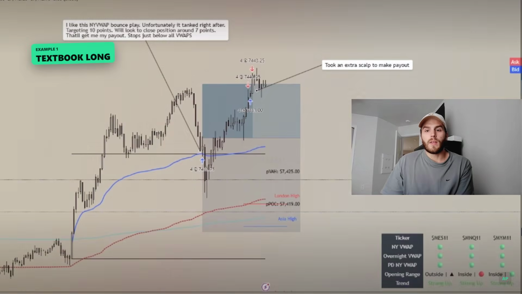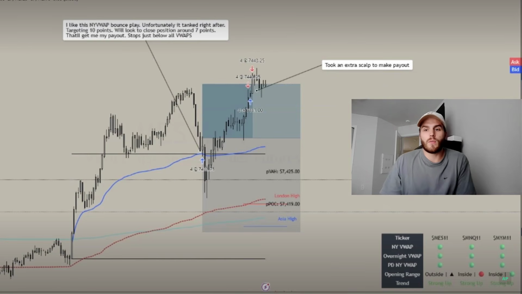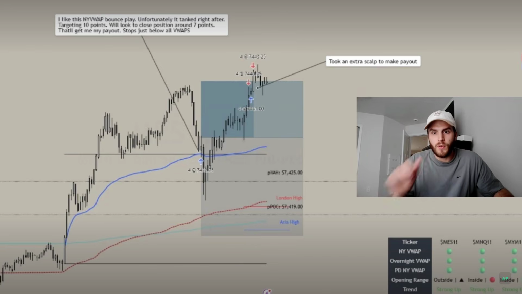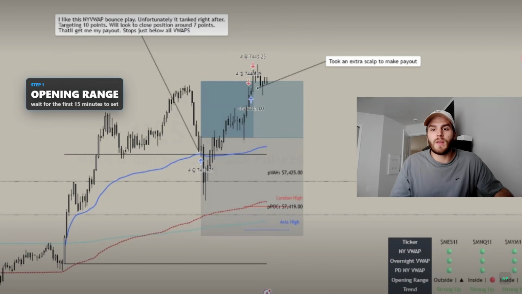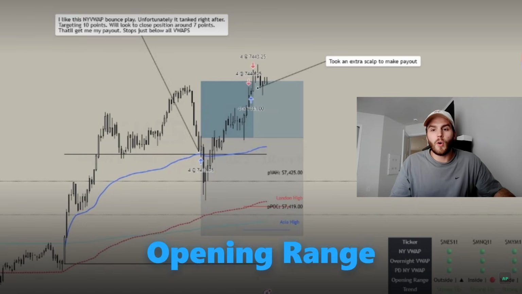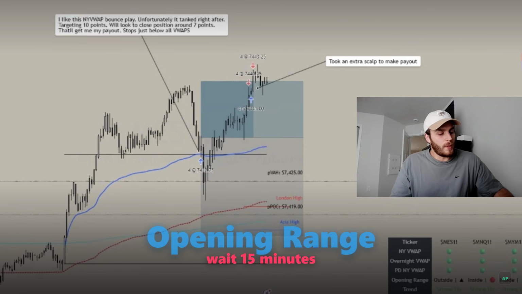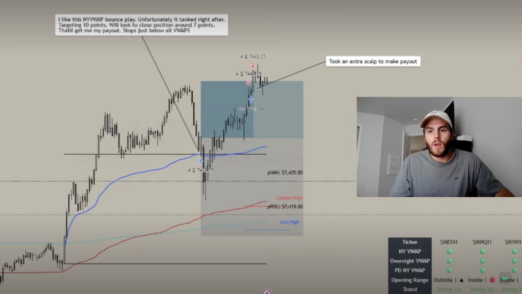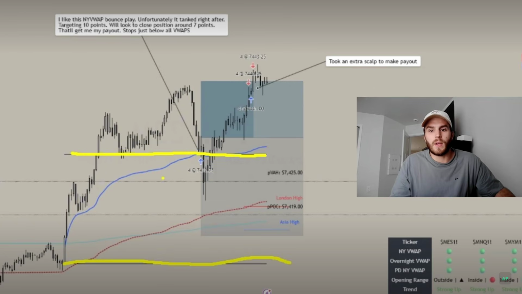Let's get into it. All right, so here's one of our first examples, and this is about as clean as a bounce play gets. Before I walk you through the entry, the very first rule is simple. Do not touch anything for the first 15 minutes after market open. That 15-minute window is how long it takes for the opening range to fully set. The opening range is simply the high and low established in those first 15 minutes, like you see right here. You can see it right here on the chart.